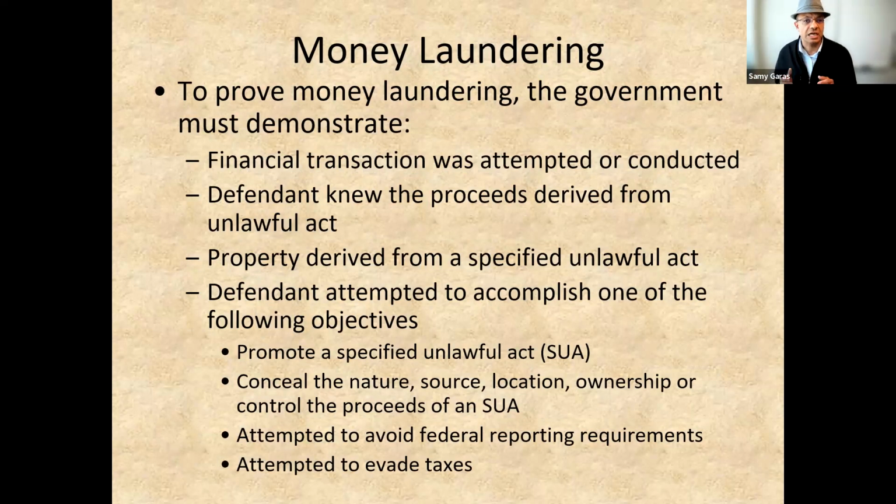To prove money laundering, the government must demonstrate a financial transaction was attempted or conducted. There is some kind of cash that came out, and the defendant knew the proceeds derived from an unlawful act. So for example, when I buy real estate with cash, this means that the seller of the real estate knows that this cash is coming from money laundering. The property derived from a specified unlawful act, and then the defendant attempts to accomplish one of the following objectives: promote a specified unlawful act, conceal the nature, avoid federal reporting, and evade taxes.